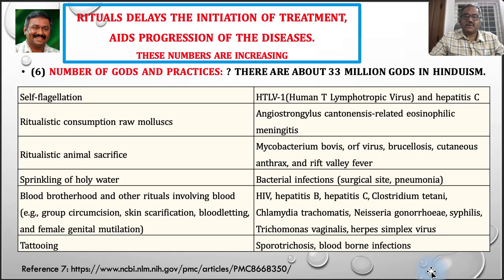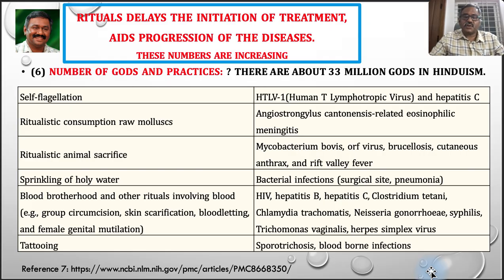Ritualistic consumption of raw molluscs can lead to angiostrongyliasis, cantonensis-related eosinophilic meningitis. Ritualistic animal sacrifice may be associated with Mycobacterium bovis, ORF virus, brucellosis, cutaneous anthrax and Rift Valley fever. Sprinkling of holy water may be associated with bacterial infections at surgical site and pneumonia.